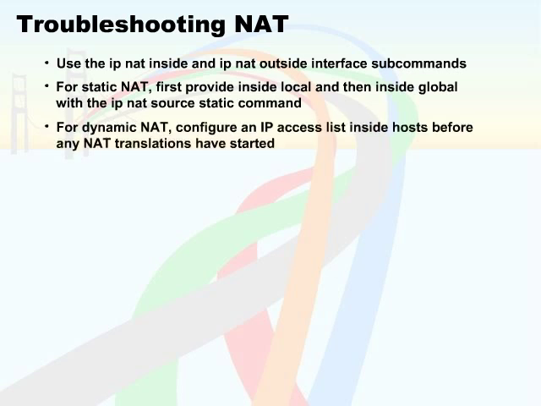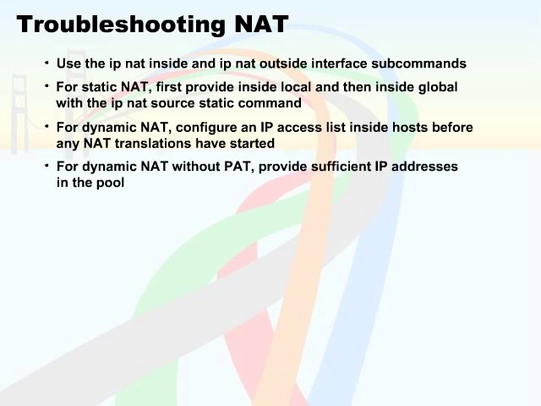While configuring dynamic NAT, we need to ensure that an IP access list is configured for filtering packets that come from the inside host. The access list should be configured before any NAT translations have started. And remember, that access list is going to determine which packets match the requirements to actually need NAT translation.